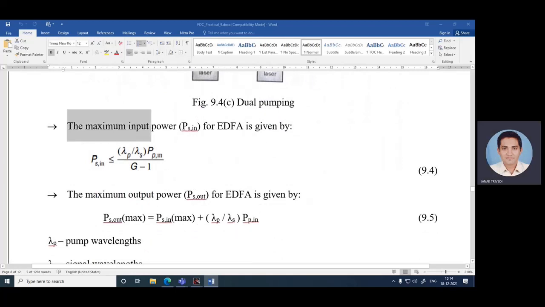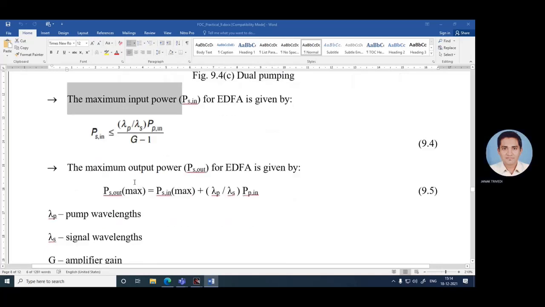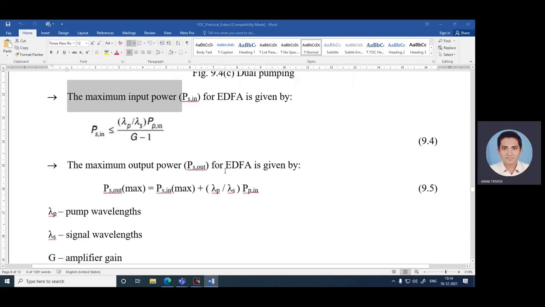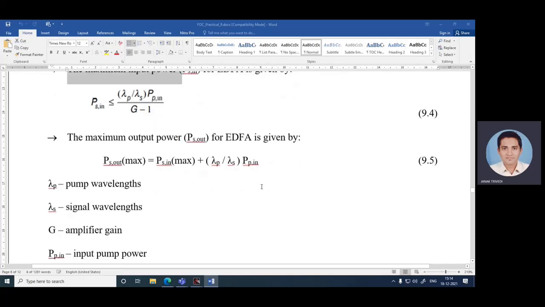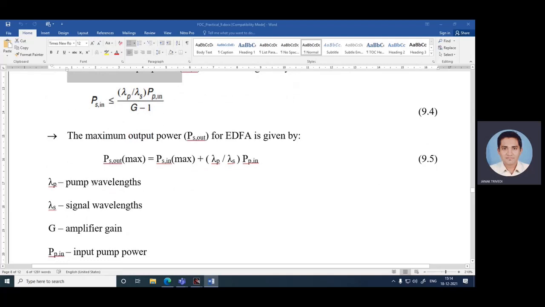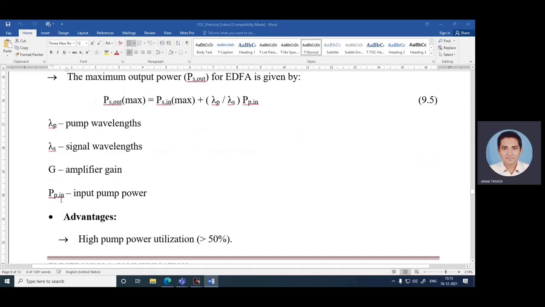The maximum input power Ps,in for EDFA is given by Ps,in ≤ (λp / λs)(Pp,in / (G − 1)), and maximum output power Ps,out for EDFA is given by Ps,out,max = Ps,in,max + (λp / λs) Pp,in, equation 9.5, where λp is the pump wavelength, λs is the signal wavelength, G is amplifier gain, and Pp,in is the input pump power.